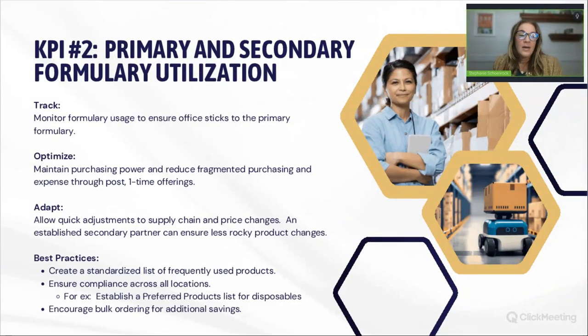Either way, you're tracking that you are purchasing and trying to stick to purchasing what everyone's agreed is the most responsible choice for the practice. It can help you build your purchasing power. If you're purchasing the same things from the same vendors, they are getting more of your business and are more willing to negotiate with you for reduced fees or reduced shipping or even a discount. And then it also reduces fragmented purchasing and expenses through one-time offers.